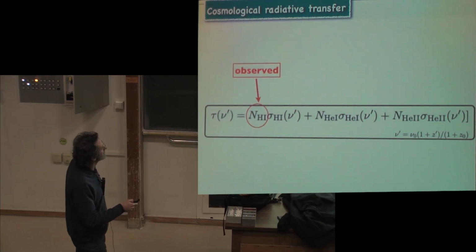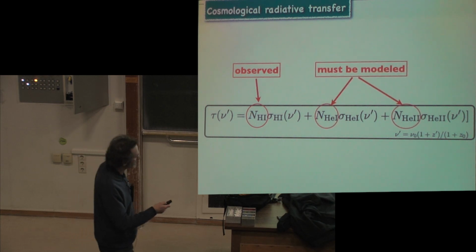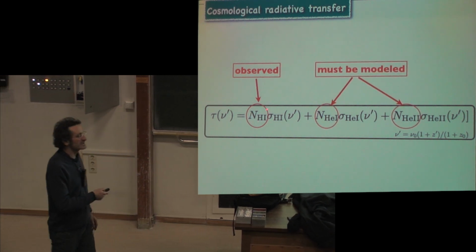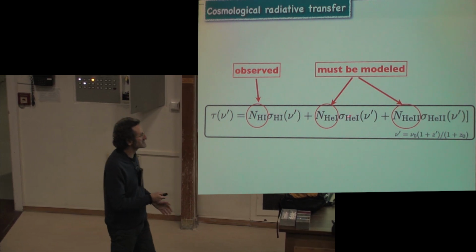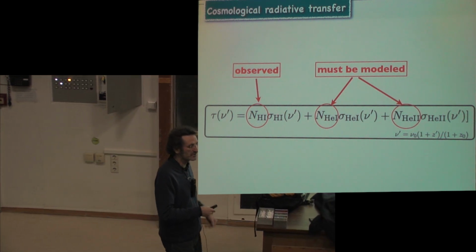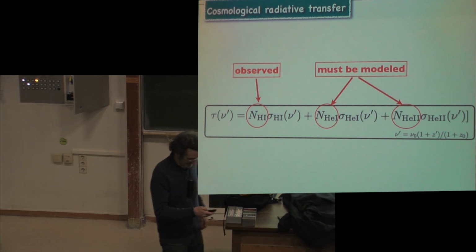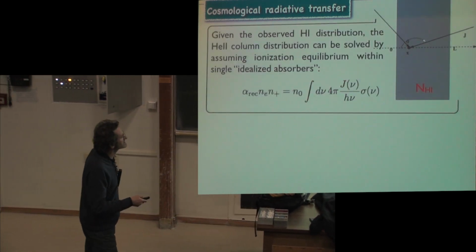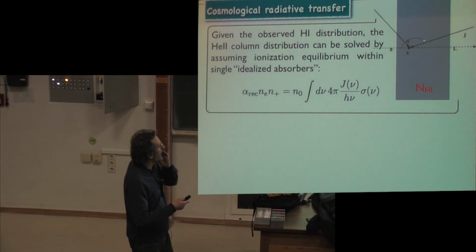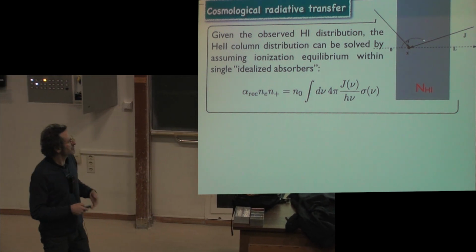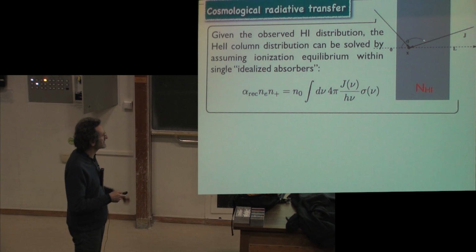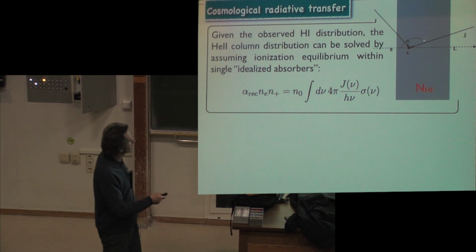Let me go quickly. Okay, this is an important thing. What you really observe is the opacity in hydrogen. What you don't really observe is the opacity in helium and helium-2. Okay, you have to model that. You can do this using, for example, Cloudy, and you can work out the ionization of helium. It's not a tough thing.